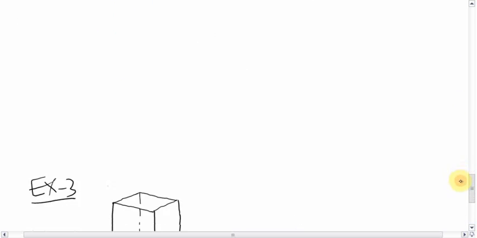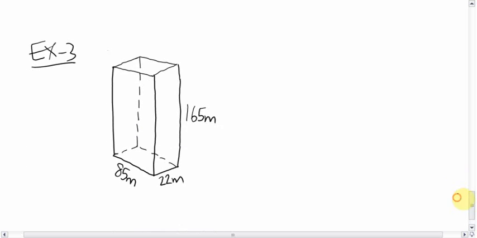The last one that we'll do is right here. It's kind of like an office building set up here. So the height of the building is 165. This way it's 22. That way it's 85. So what I suggest you would probably do here is, I mean, for me, I would color code it and sketch in. Okay, there's the top, there's the bottom. Find the dimensions of that. Times it by 2 because there's a top and a bottom.